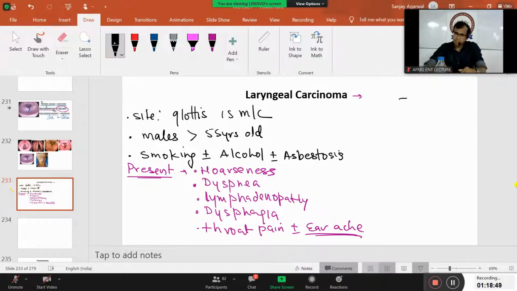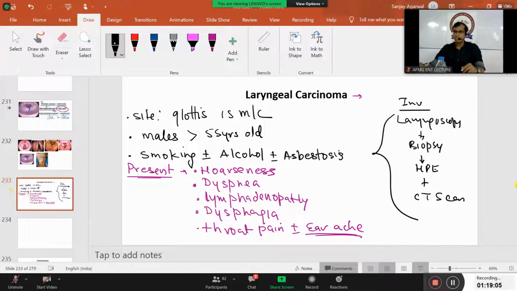So investigation is laryngoscopy. Then you take a biopsy for histopathological examination, plus CT scan. This will give you the entire information that you want. Laryngoscopy with biopsy and histopathology, and CT scan. CT scan will help you see the extension of the disease and make a staging, because the treatment depends on staging. And the only thing they actually ask you is treatment based on staging.